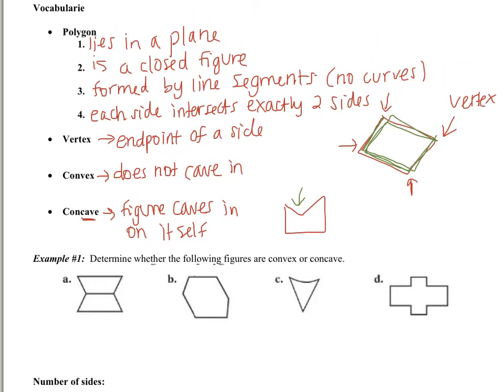Okay, figure A, does this lie in a plane? Yes. Okay, is it closed? Yes, there's no open space. Is it formed by line segments? Yes, there's no curves. Does each side intersect exactly two sides? Well, let's take a look at this side. This side right here intersects this side, and that side. It intersects three sides. So this is not a polygon.